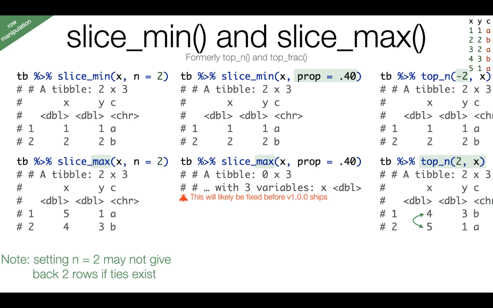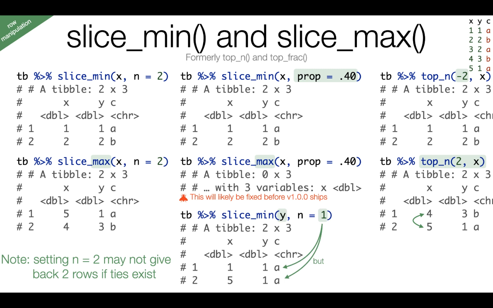Now, let me warn you about something else as well. If you set n equals 2, you won't necessarily get 2 rows back in the event that there are ties in that variable. Here's an example. If you take the tibble and you slice min by y now instead of by x, notice that there are ties. The first row and the last row both have y equal to 1. By default, what will happen when you use slice min in this circumstance is you will get both rows back.